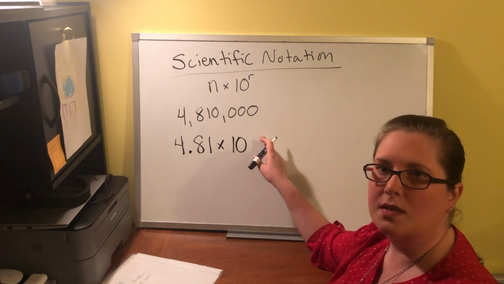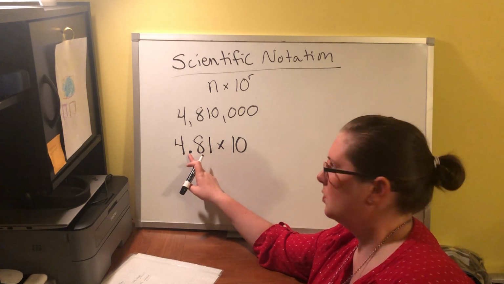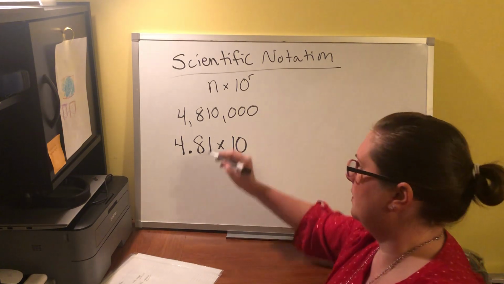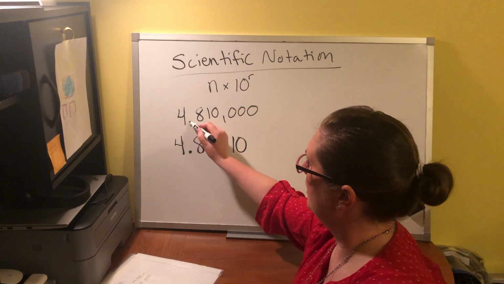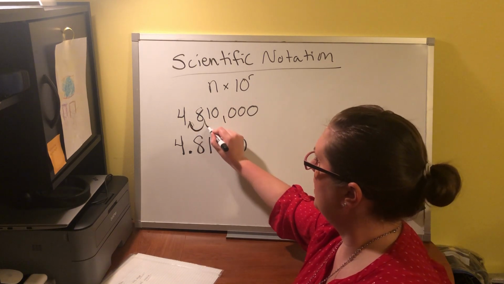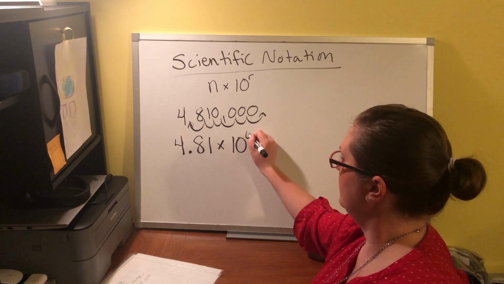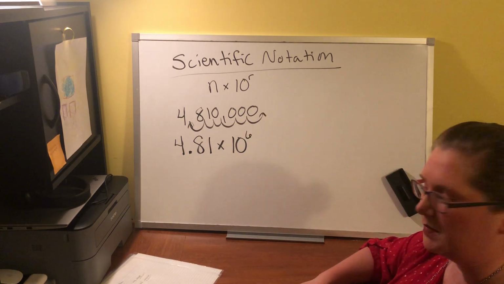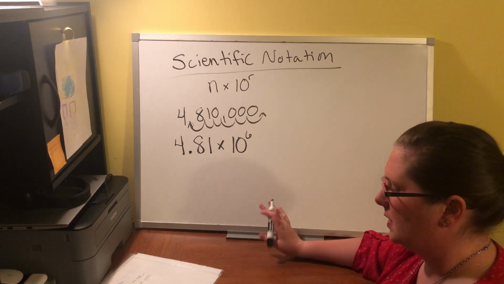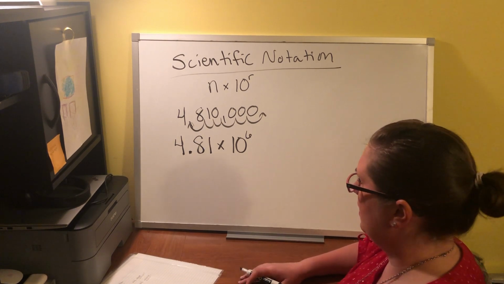We got to figure out what that is. So you need to know how many times you need to move this decimal to get the original number, okay? So if I have my decimal here, how many times does it take to get back to the original? 1, 2, 3, 4, 5, 6. So that answer is 4.81 times 10 to the 6th power. And like I said, we've done this before. Okay, let's look at another one.